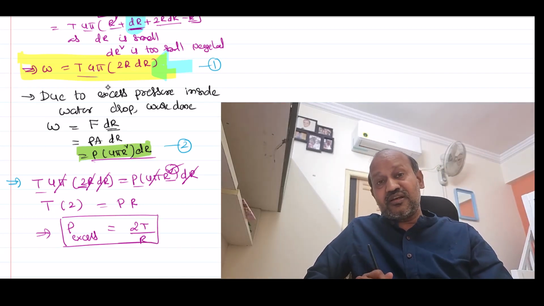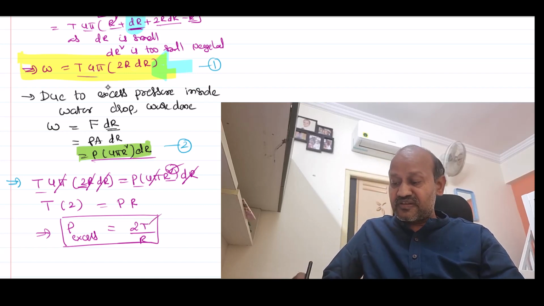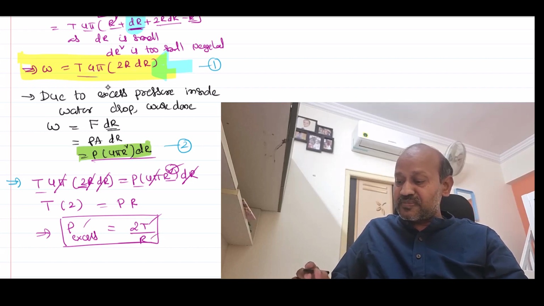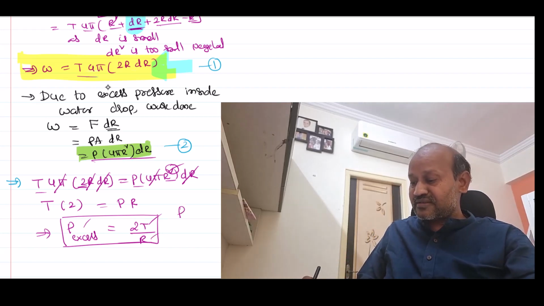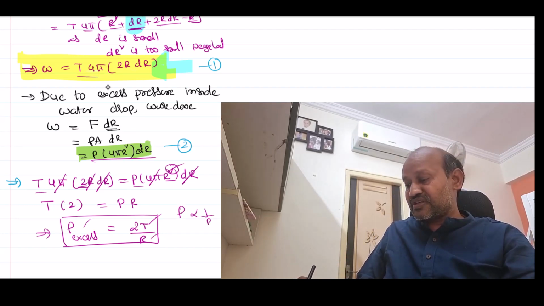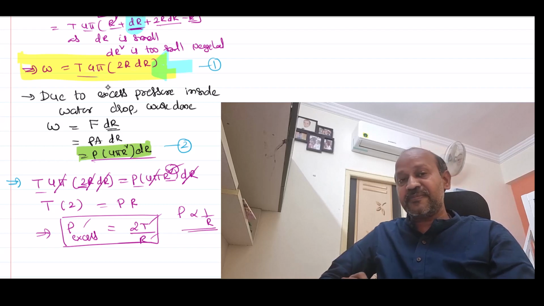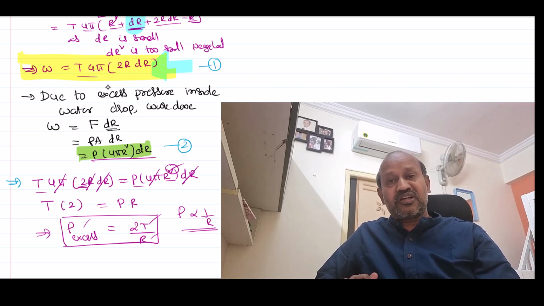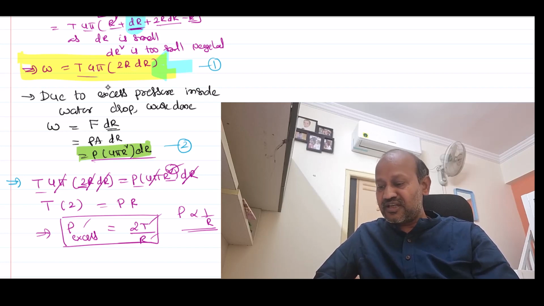One thing that I want you to understand is that the surface tension of a liquid is constant, and hence excess pressure is inversely proportional to radius. P is inversely proportional to radius. That means small drops will have a higher pressure and bigger drops will have a lower excess pressure inside, to protect themselves against the surface tension and to keep their identity.